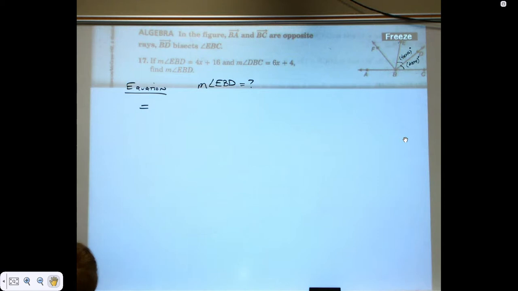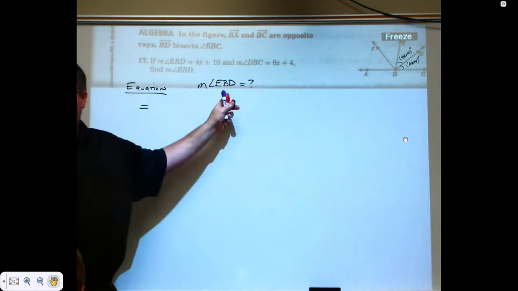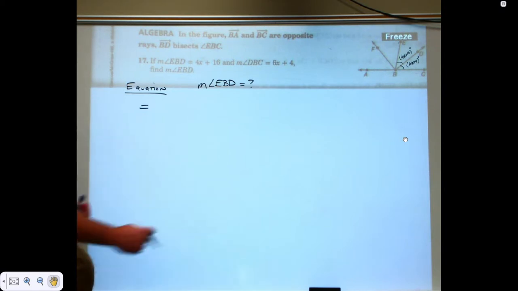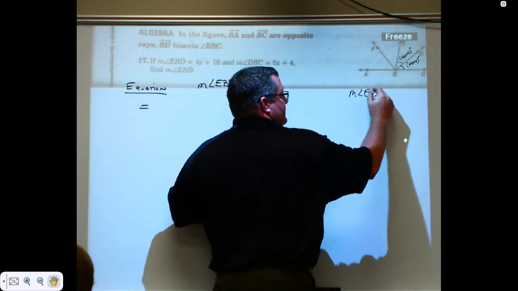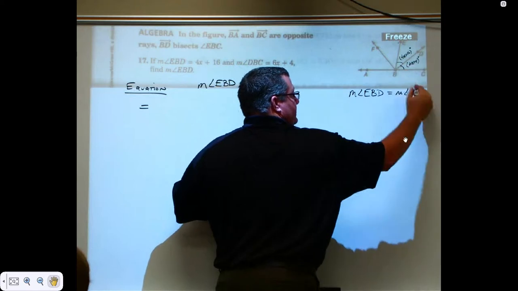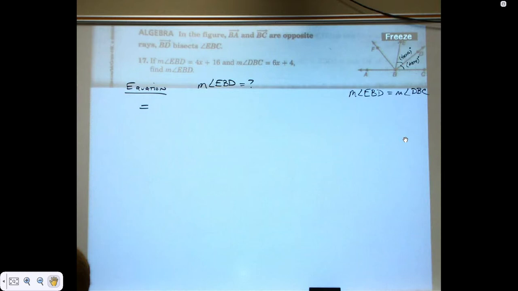Oh, good. Now, if we knew what x was, would we be able to tell a number for this? Okay, so let's use an equation to find x. How can I relate the information given to me? Are there any things that are equal? The measure of angle EBD is equal to the measure of angle what? Or congruent. The same thing to say the measures are equal.